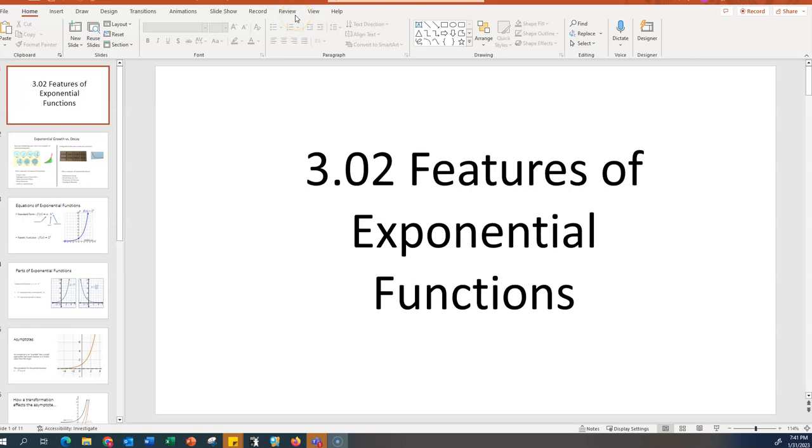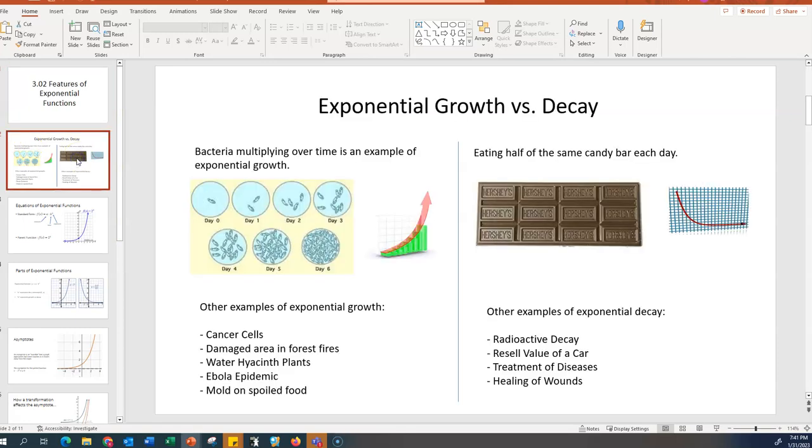In this lesson, we are going to talk about features of exponential functions. Exponential functions are either growing or decaying. Some real-world examples in terms of growth are bacteria multiplying over time, cancer cells, damaged area in forest fires, water plants, Ebola, COVID, mold, things that just grow really fast.